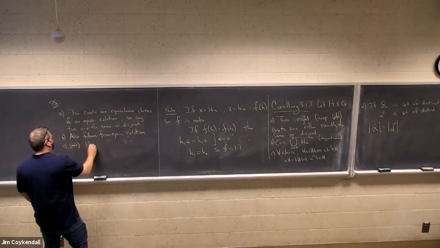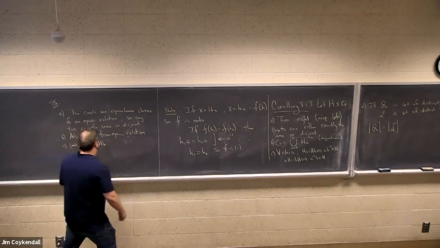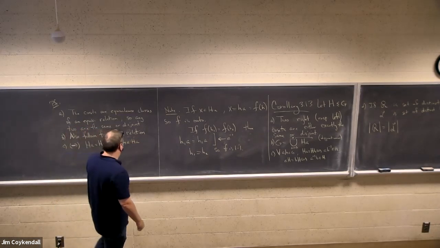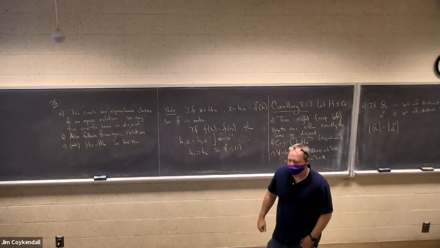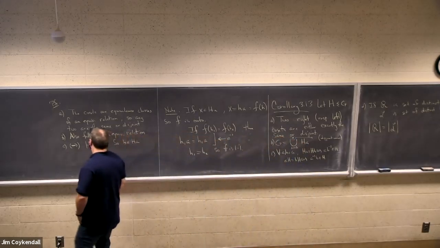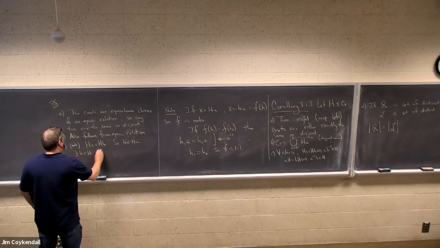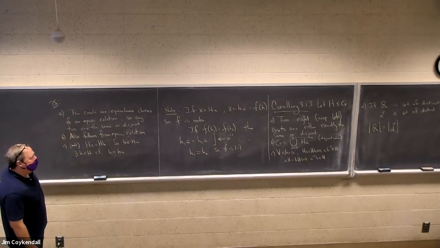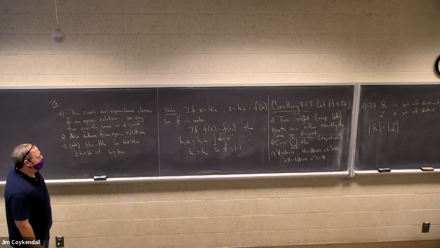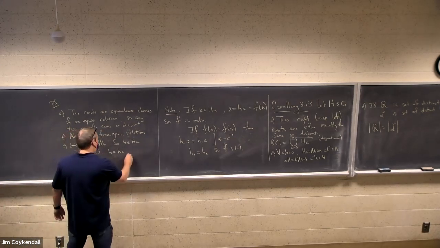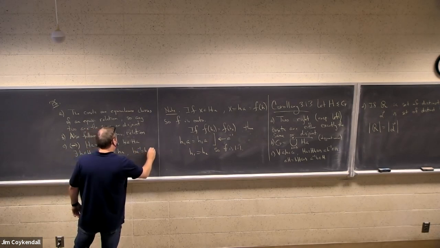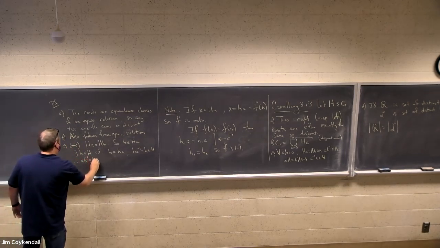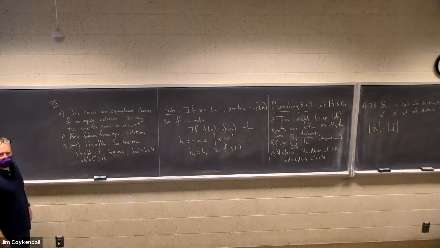Let's suppose first HA equals HB. So B is in HA. Therefore, there exist H and H such that B equals HA. Multiply this on the right by A, and I get B A inverse equals H. I think you can all agree with that. Therefore, AB inverse is H inverse. And there you go.